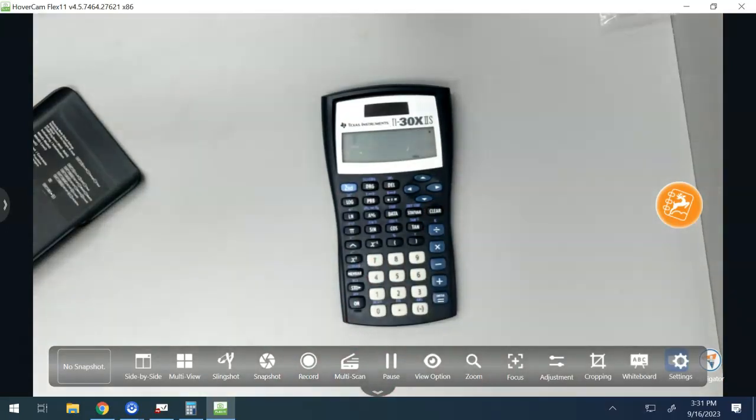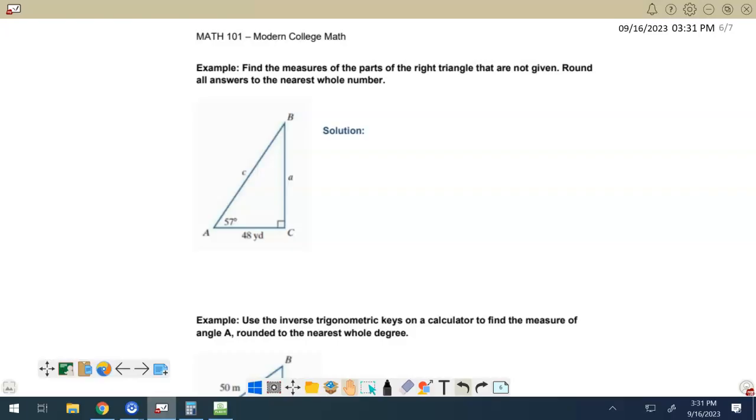So, okay. Okay, find the measures of the parts of the right triangle that are not given. Round all answers to the nearest whole number. So we want to find everything out about this triangle that we can. Let's start with the angles first. Again, this is a 90-degree angle, so that's known. We know what that is.